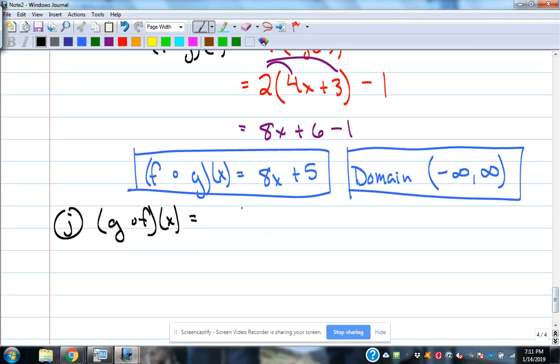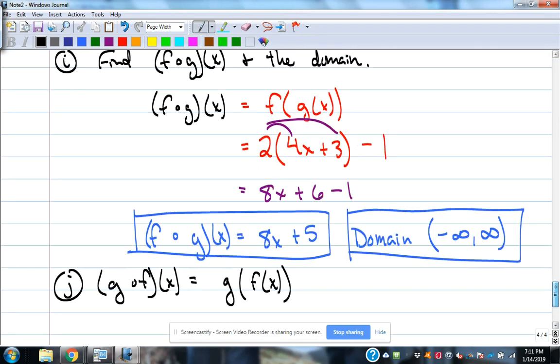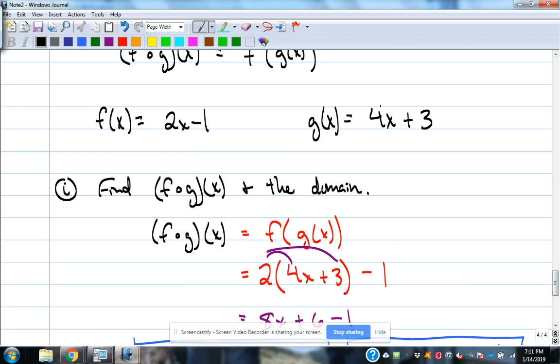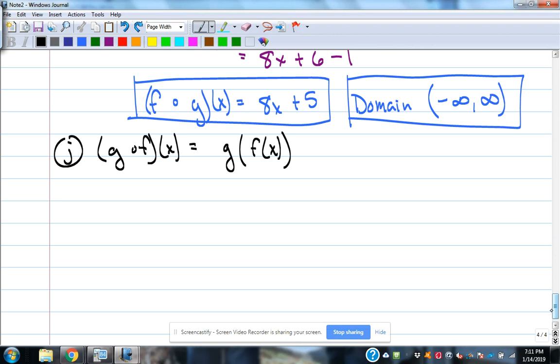Okay, so that means take the f of x function and put it into G. So instead of this direction, we're going to take this and put it into there. 2x minus 1 into the 4x plus 3. That's going to be 4 parentheses 2x minus 1 plus 3. It'll be 8x minus 4 plus 3.